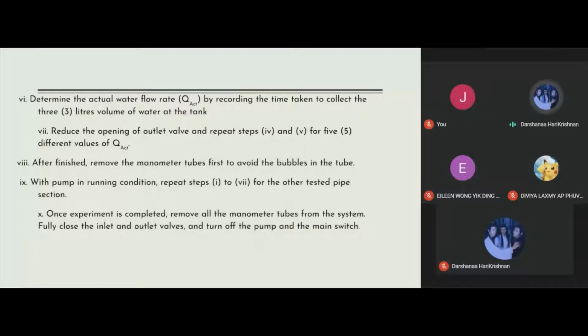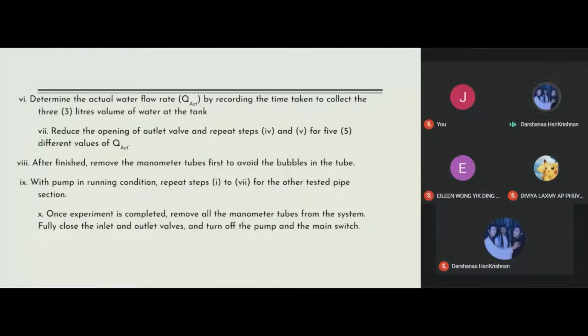Next, determine the actual water flow rate by recording the time taken to collect the 3 liters volume of water at the tank. Reduce the opening of the outlet valve and repeat steps 4 to 5 for 5 times for different values of actual flow rate. After completing this, remove the manometer tubes first to avoid bubbles in the tube.